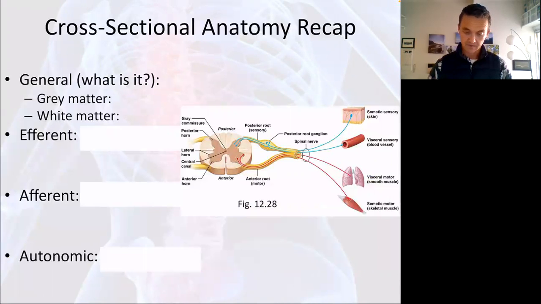So, cross-sectional anatomy recap here. In general, what is gray matter? Well, cell bodies.